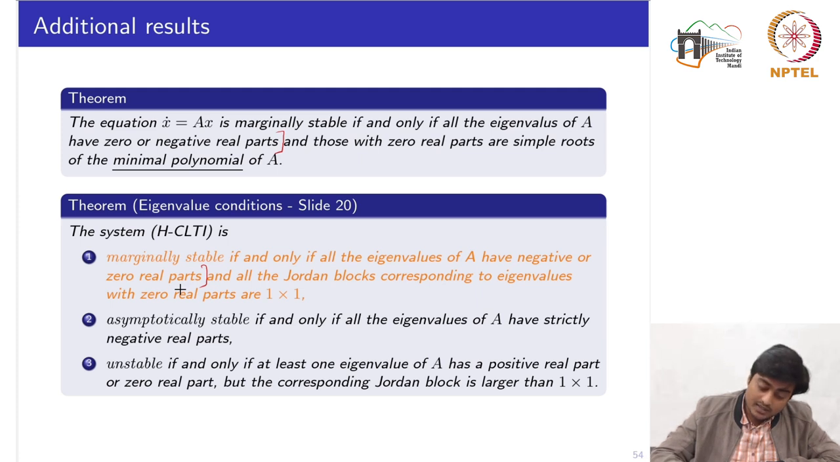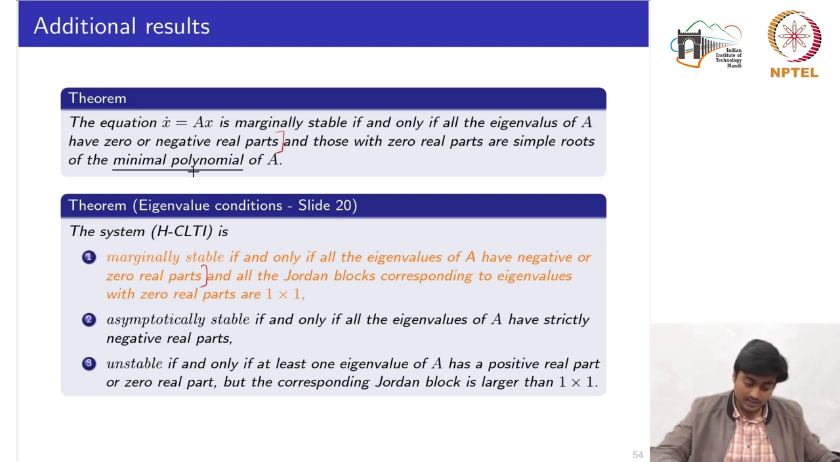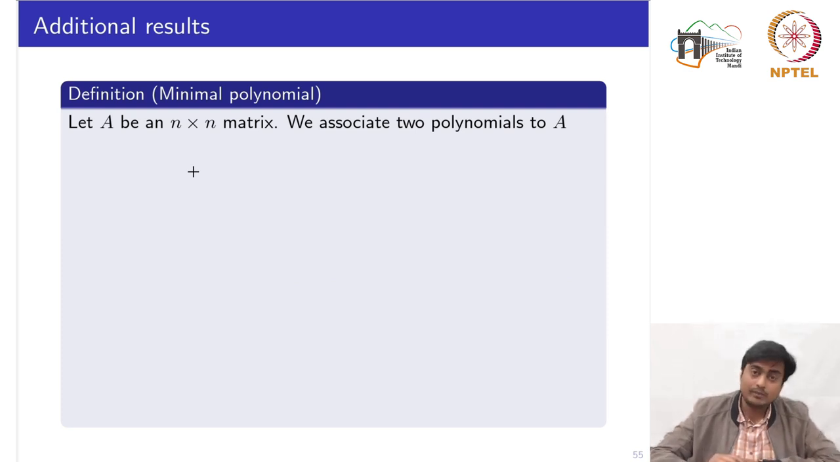Now if there are some eigenvalues which lie on the 0 axis, then they should be simple roots of the minimal polynomial. In terms of the Jordan blocks, we had that the Jordan blocks corresponding to eigenvalues with zero real parts are 1 cross 1. So either of these conditions we could use. Either you compute the Jordan blocks or you compute the minimal polynomial. Let's see first how we define the minimal polynomial.